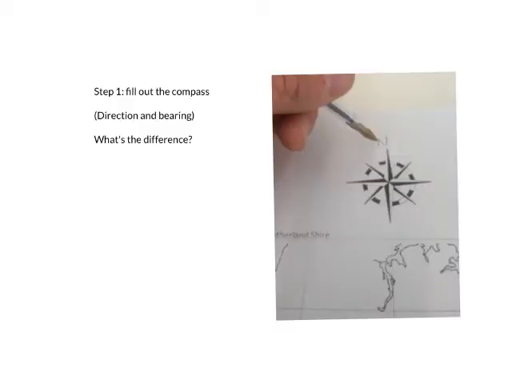Okay, the first thing that you're gonna have to do, and this is gonna tie in, but I would do this one first. Step one is filling out the compass. So the compass is right up the top here, and you've got to fill it out. And we're wanting you to fill out direction and bearing. And the question really is, what's the difference? Well, so direction, you can see here I've plotted a little N. What does the N stand for, Kai? North. Good. So the N is for north.